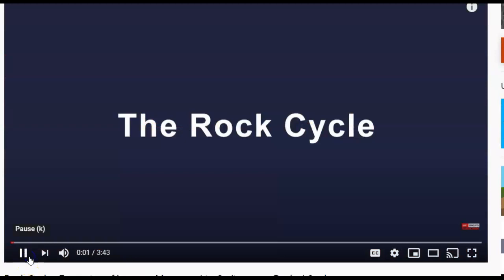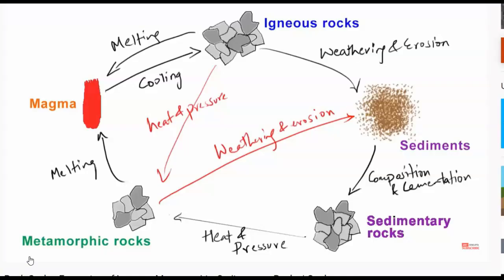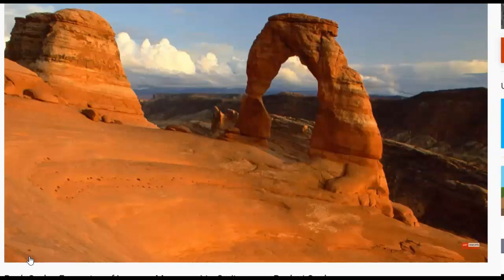In this video, we're going to learn about the rock cycle. Now, this is the picture of a rock cycle. No rock remains the same. With time, pressure, and other natural forces, they transform.